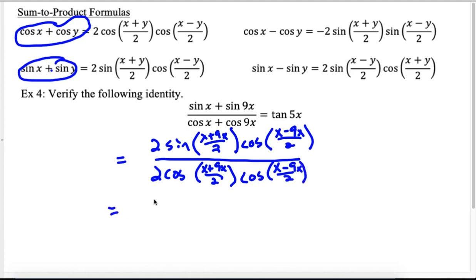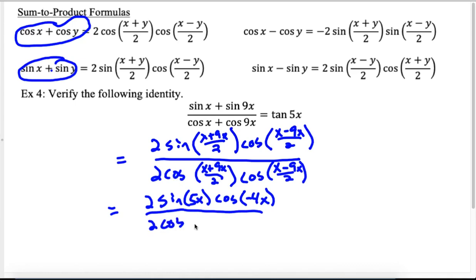So we can simplify this, right? These inside of my trig functions, if I've got x plus 9x, that would be 10x. 10x divided by 2 is 5x, so this will be 2 times the sine of 5x times the cosine of, now x minus 9x would be negative 8x, and that divided by 2 would be negative 4x. Similarly, in the denominator, I will have 2 times the cosine of 5x, times the cosine of negative 4x.